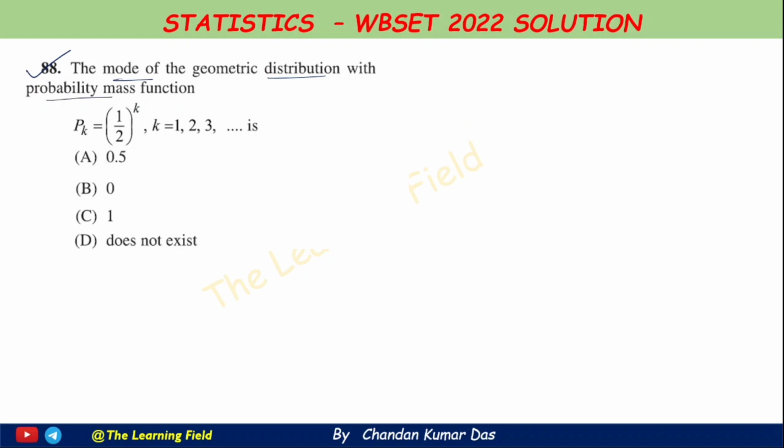So this is the geometric distribution. This is the chapter on special discrete distributions: Poisson distribution, geometric distribution, binomial distribution. These types of distributions are called discrete distributions.